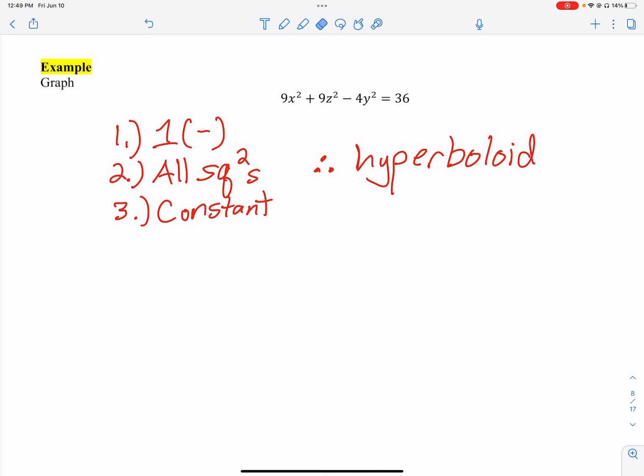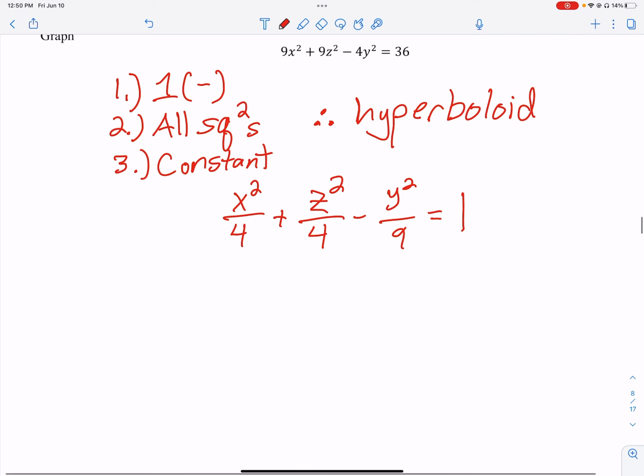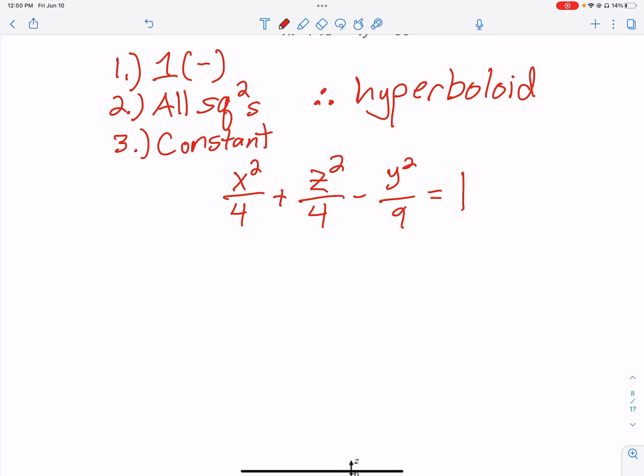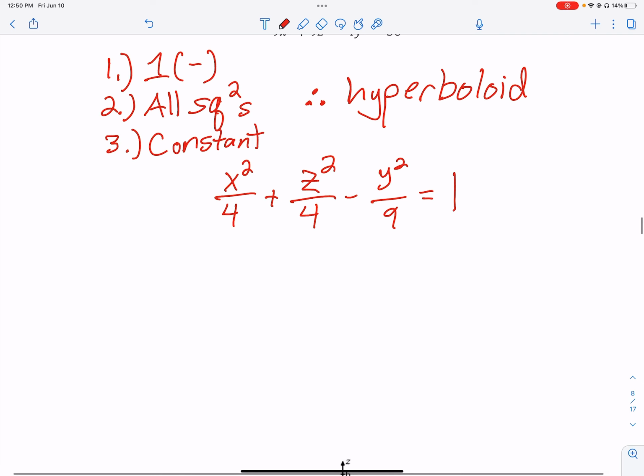So the equation above is not in standard form. I would really like it to be in standard form, which means that the term on the right side would be a 1. So I'm going to divide everything by 36. So we get x squared over 4 plus z squared over 4 minus y squared over 9 equals 1. So now it's in standard form. Now we take a look at what axis it's along. So it's along the y-axis.